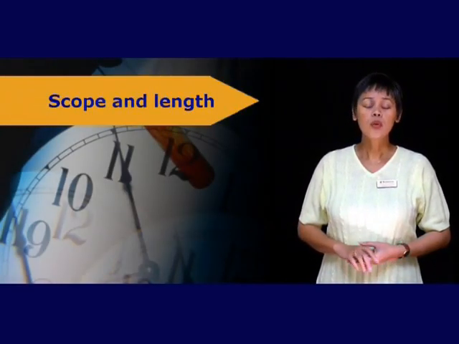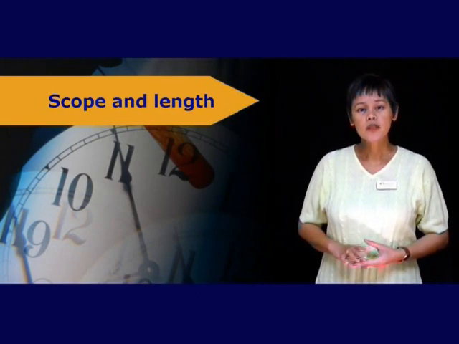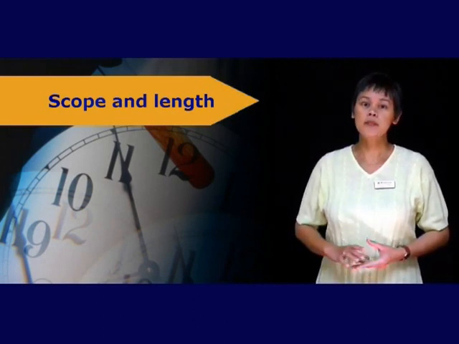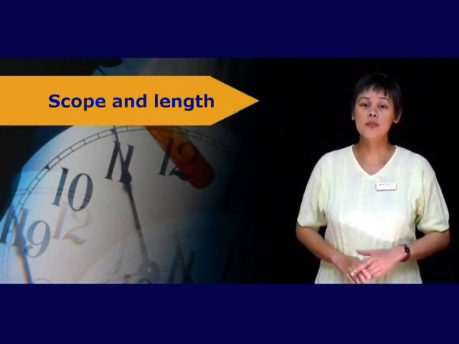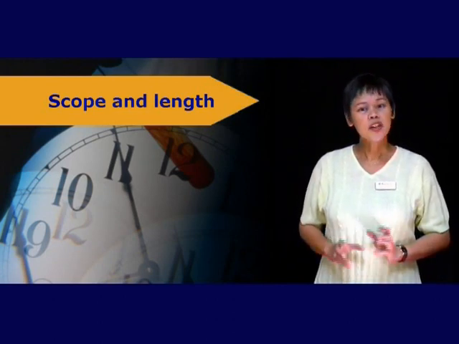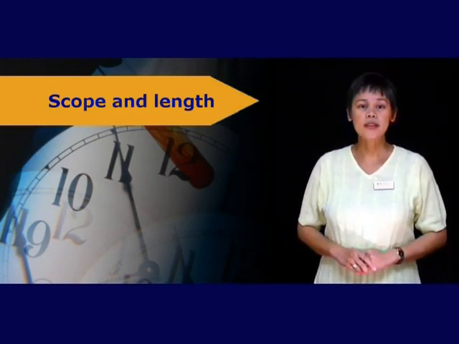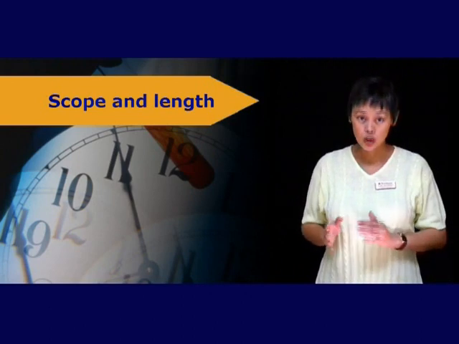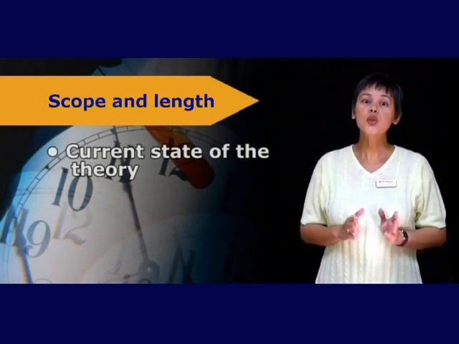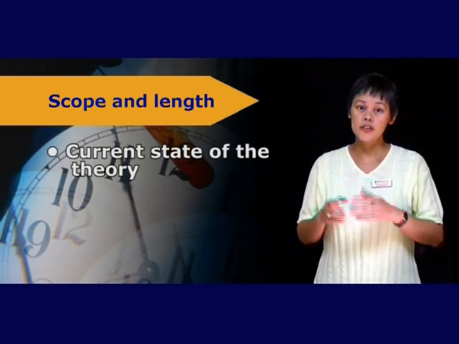I want to briefly discuss scope and length, as this is a common question asked. So what is the scope and length for a literature review? Well, initially, you will be required to know a great deal about your topic, especially for the PhD, but you may not have to write everything you know about it. So, for the scope, you may limit your review to include the current state of the theory.